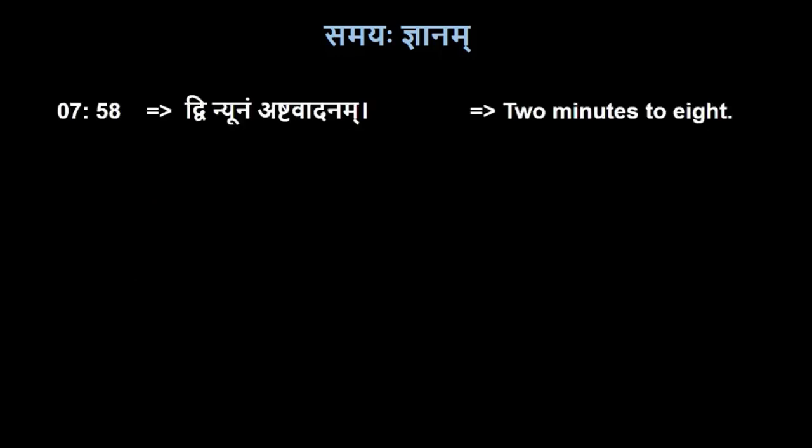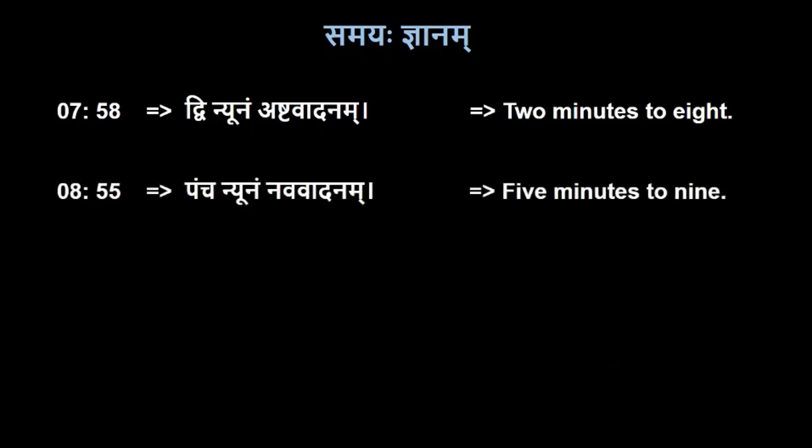Dvi Nyunam Ashtavadanam, 2 minutes to 8. Dvi is 2, Nyunam minutes. Ashta is 8, Ashtavadanam is 8 o'clock. And Nyunam means less. So 2 minutes are left to be 8 o'clock. So if we want to say that in Sanskrit, we say Dvi Nyunam Ashtavadanam.